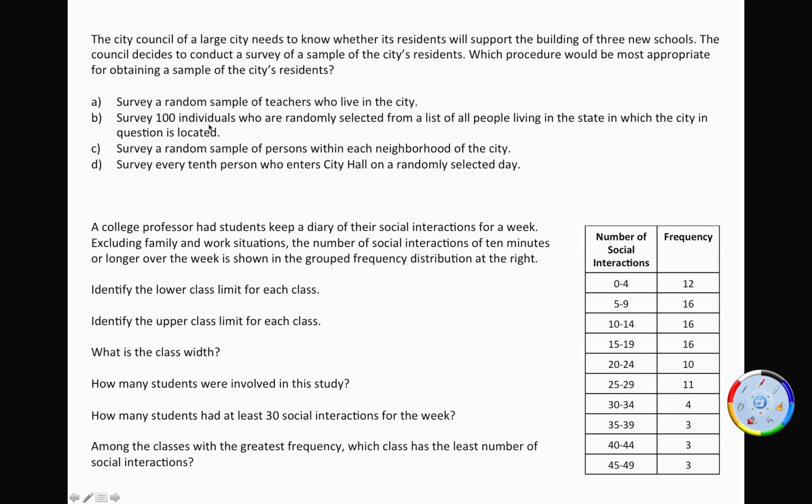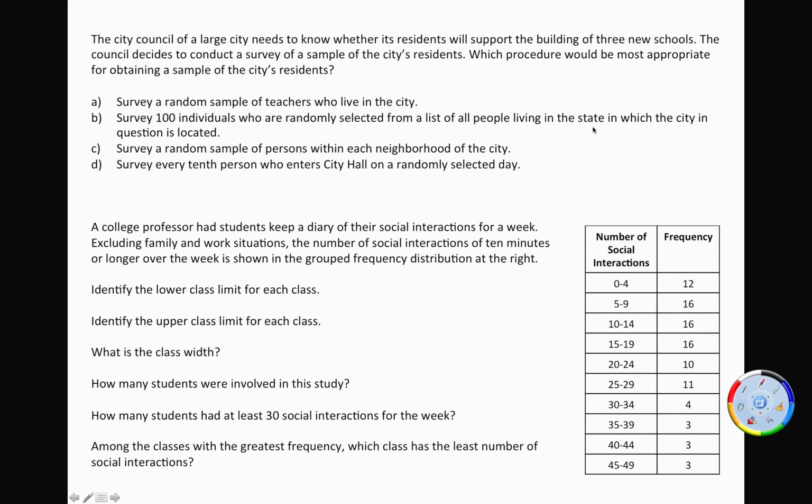B. Survey 100 individuals who are randomly selected from a list of all people living in the state in which the city in question is located. What about this one? Would that be a good sample? No. Again, even though they're randomly selected, the people living in the state are not from the population, right?